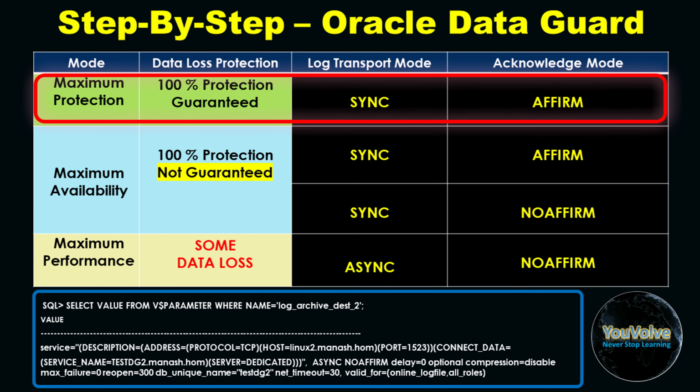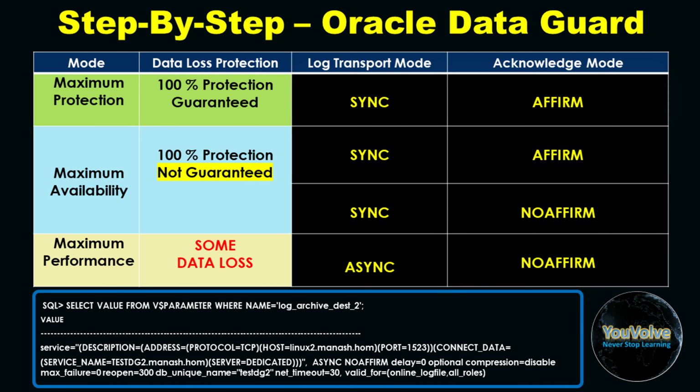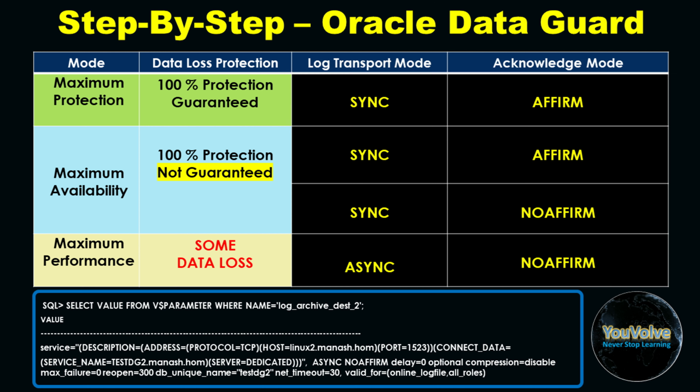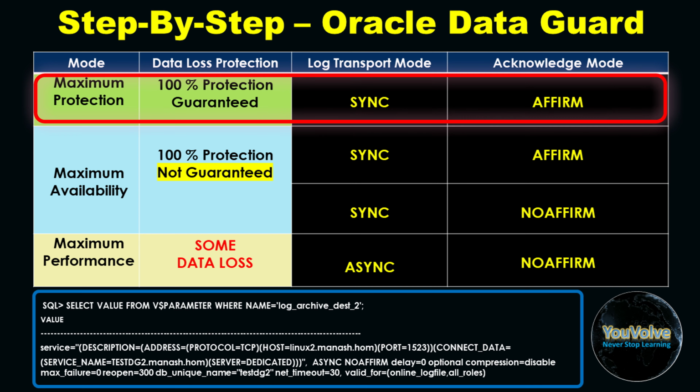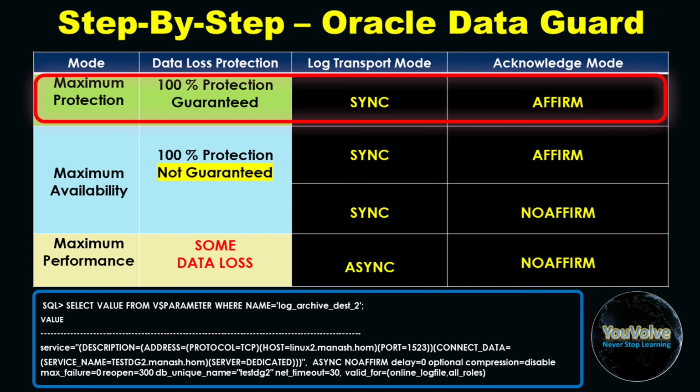In this mode, log transport must be sync and the acknowledgement must be in affirm mode. So, as explained before, with this mode, the changes will be committed in the primary only when it receives the acknowledgement signal from the standby that redo data has been written to the disk. It often compromises the performance of the primary database as it needs to wait for the acknowledgement signals from the standby. But the bigger thing is, it also compromises the availability.